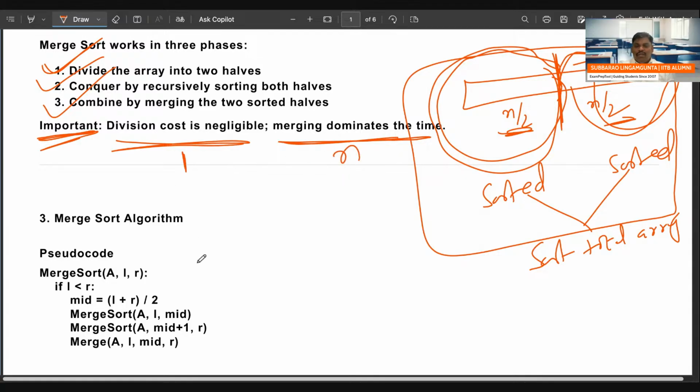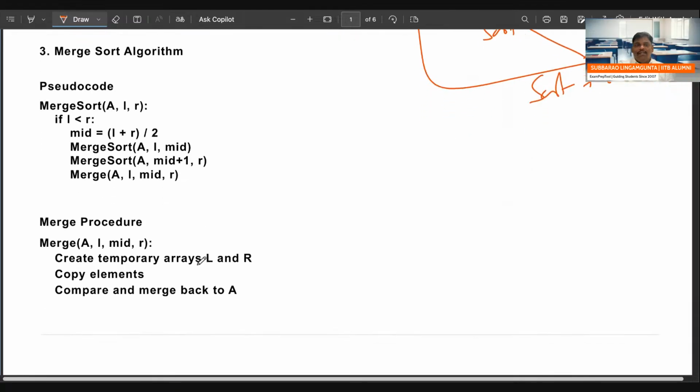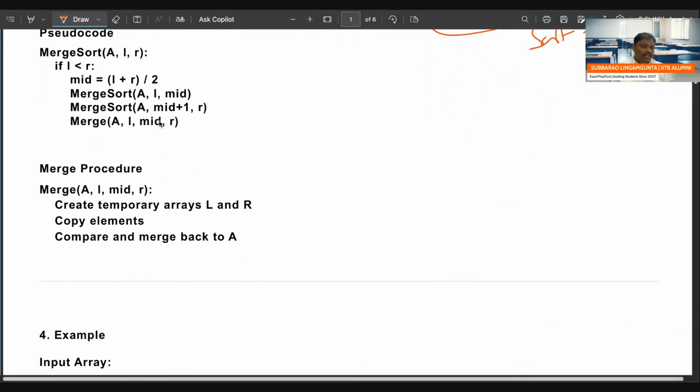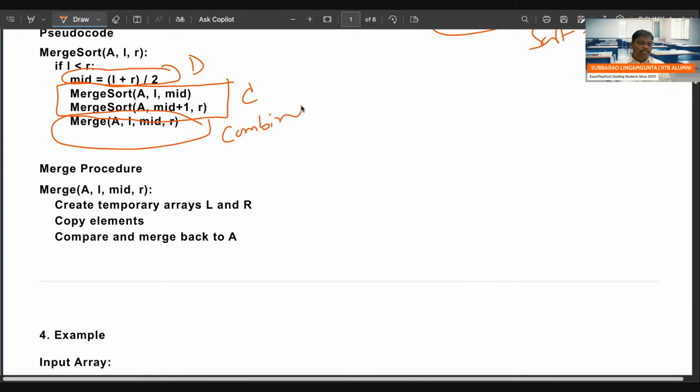In terms of the algorithm, this is some pseudo code I have given here. First is divide. This is called divide. This is called conquer, solving the sub-problem using recursion. This is called combine. The merge algorithm is called the combine algorithm. It is divide, it is conquer.